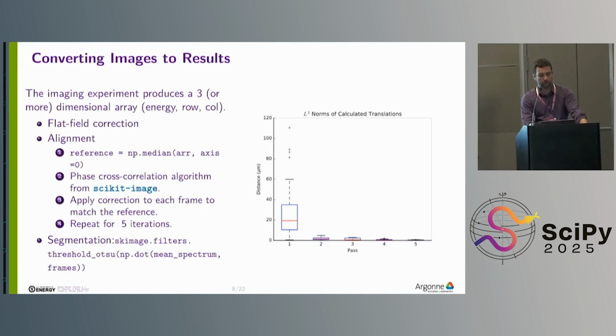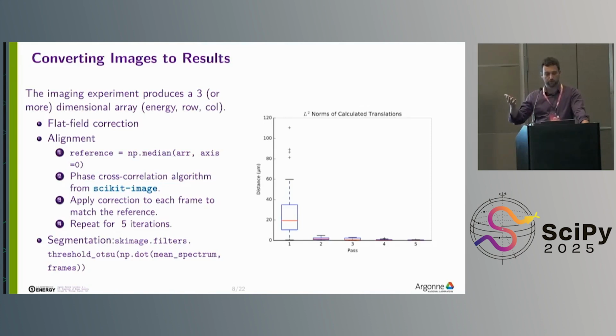The next one is alignment. Since we're at the scale of nanometers here, even just the thermal expansion from day to night will make the sample move in the beam. So we need a way to make all of the images line up so that when we look at one pixel, we're actually looking at the same pixel across all the images. To do this, we start by taking the median of our image stack, but only along the energy direction. And so then we get an image that's kind of an average of all of the frames.